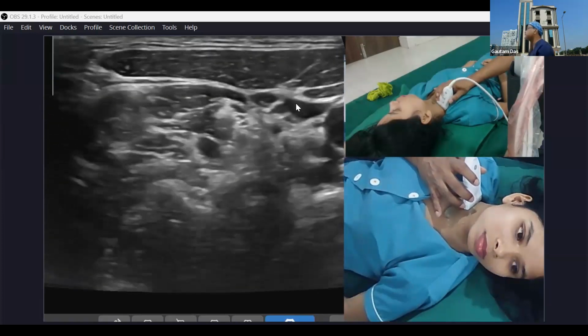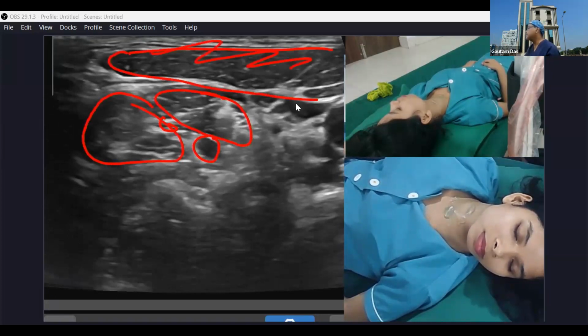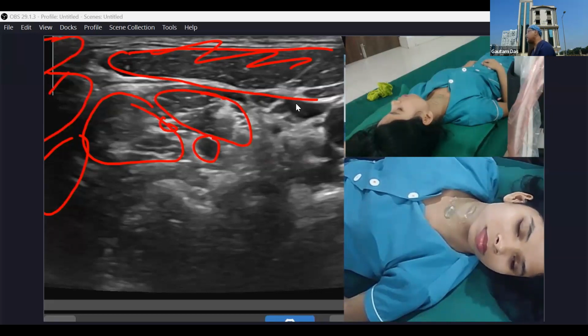So here, if I'm seeing, the C6 nerve root, C5 nerve root. So this muscle was your scalene anterior. This muscle was your scalene posterior. This was your sternocleidomastoid. So now if I'm going more posterior, here it will be coming the middle and posterior scalene. Here it will be coming the levator scapulae muscle, and here it will be coming the trapezius muscle. So when I slide more posteriorly, you'll be able to see these muscles also.